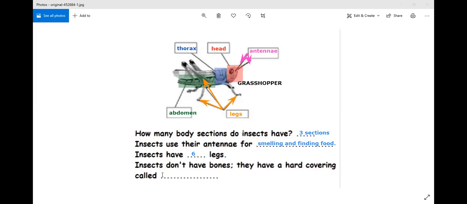Bayan, insects don't have bones. They have a hard covering called what? What covers them? I can't hear you. What did you say? They are covered with three sections. Miss, can I help her? No, you got your chance, Abbas.